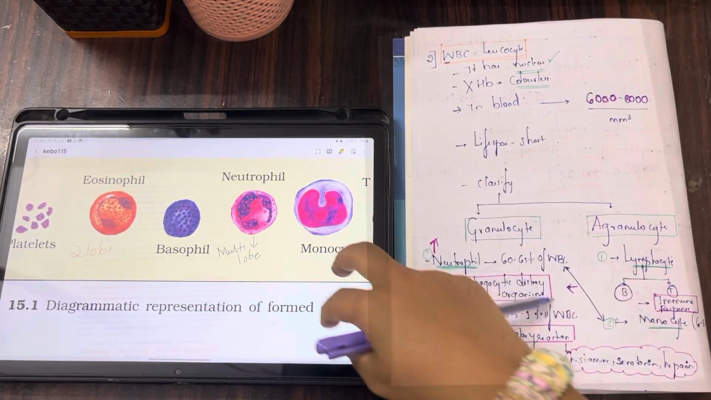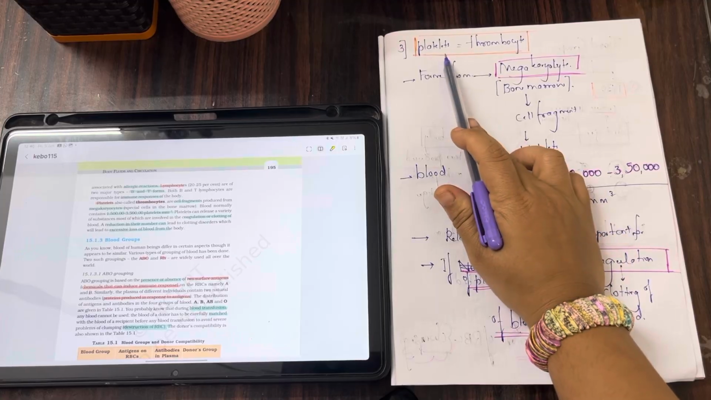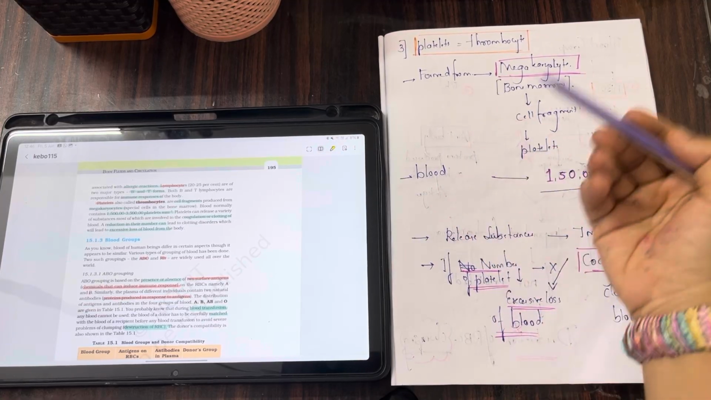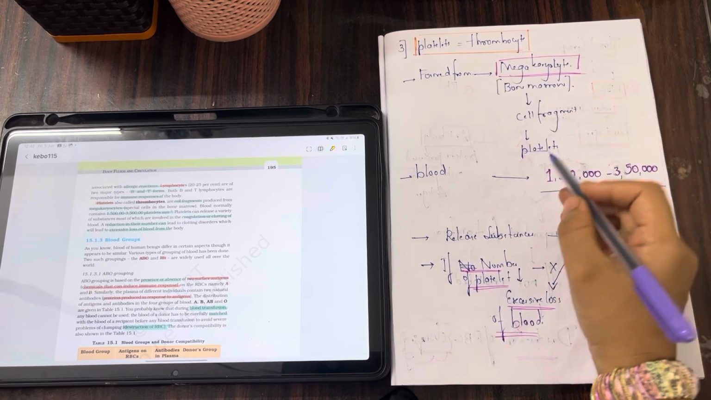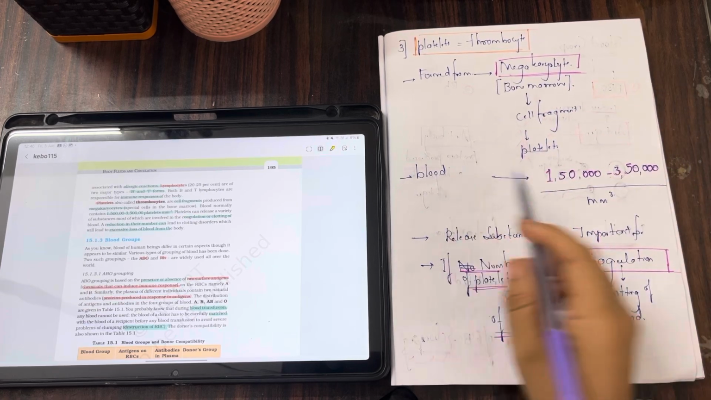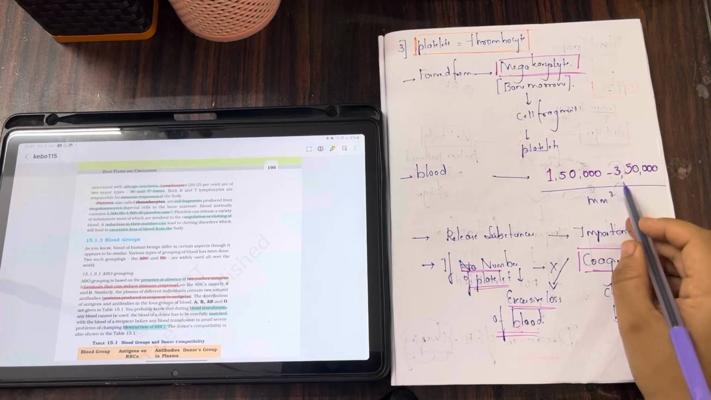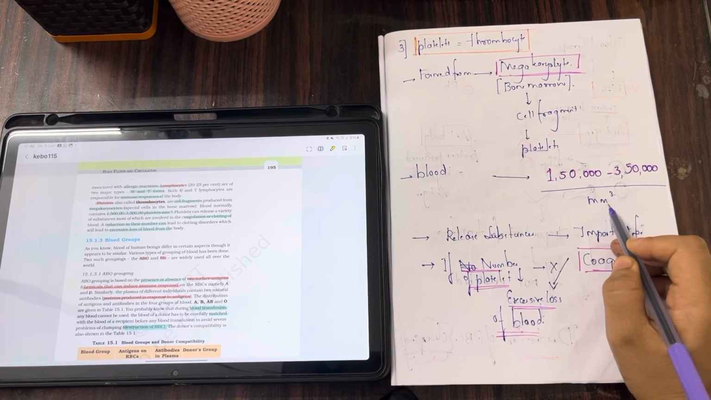multi lobes. Next we have platelets, which are also called thrombocytes. How are they formed? In the bone marrow we have megakaryocytes, which are fragmented to form platelets. In the blood we have 1,50,000 to 3,50,000 per mm3.